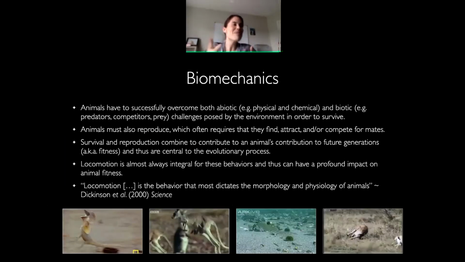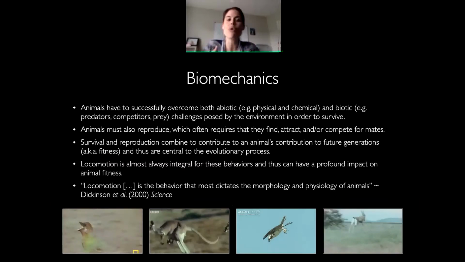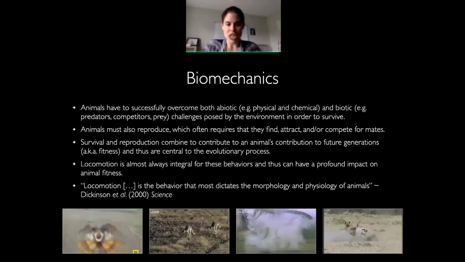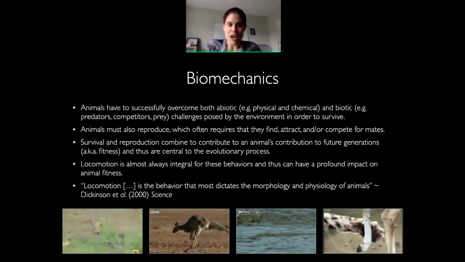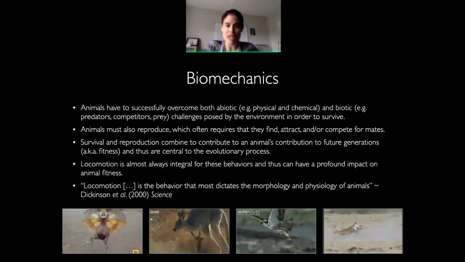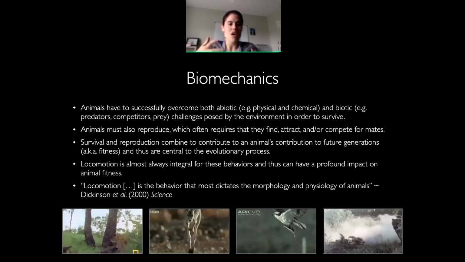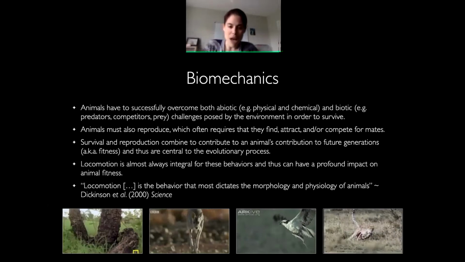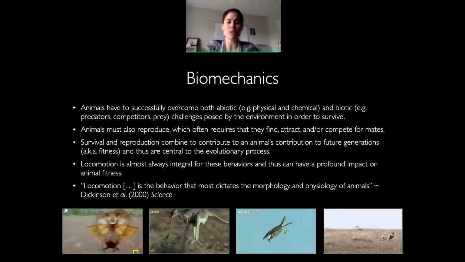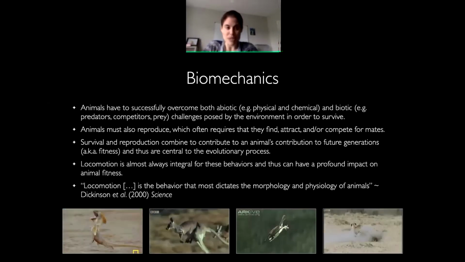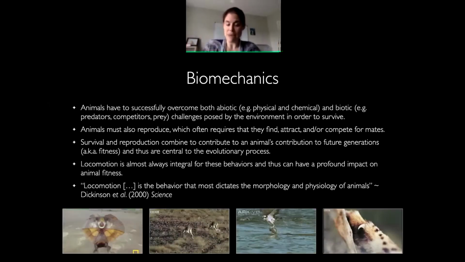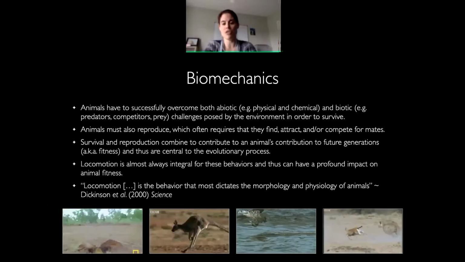Okay. So animals have to be able to successfully perform their behaviors in the face of both abiotic and biotic challenges. So the abiotic environment, in terms of physical and chemical properties of the environment that they're living in and moving around in, and the biotic environment in terms of the predators and the competitors and the prey that they're interacting with. They have to be able to reproduce in order for their species to survive. And that often requires that they go out and search and find mates, attract those mates, or compete with others of their own species for mates.